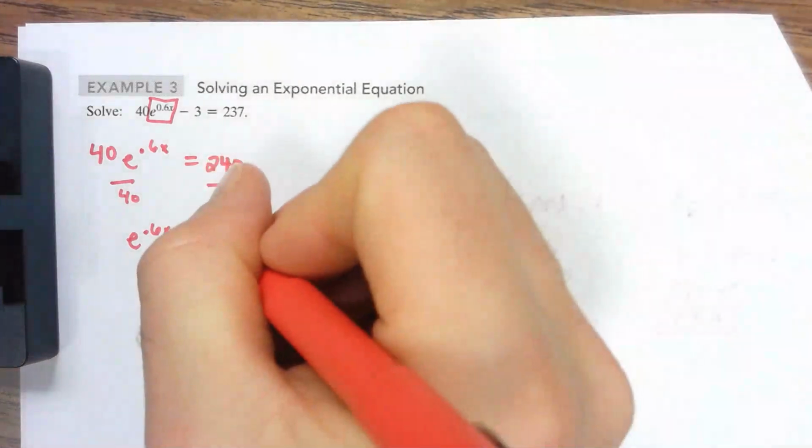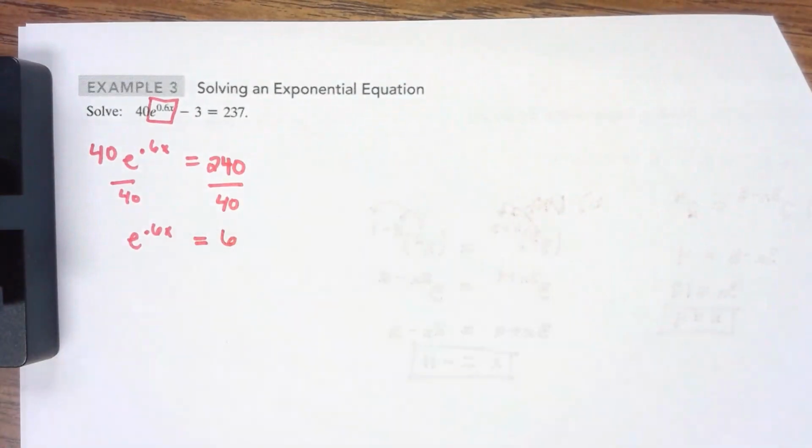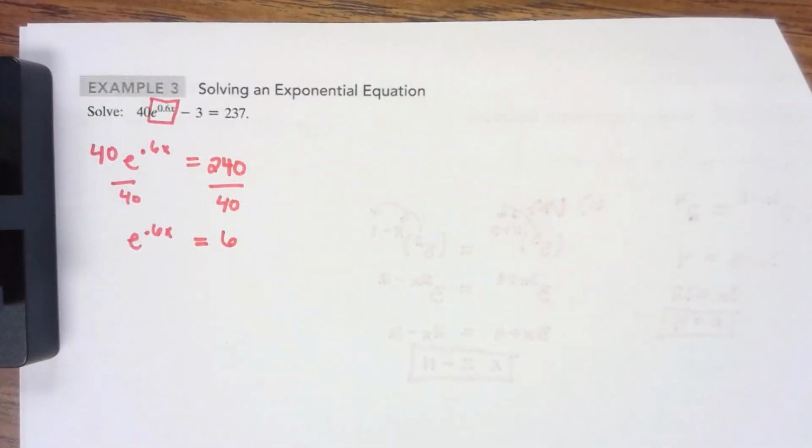To get 6. And as soon as we get here, now we're ready to go ahead and take the log or natural log, probably better here since it's base e, of both sides, and come up with our answer from there. Why don't you all take it and do those last couple steps on your own.